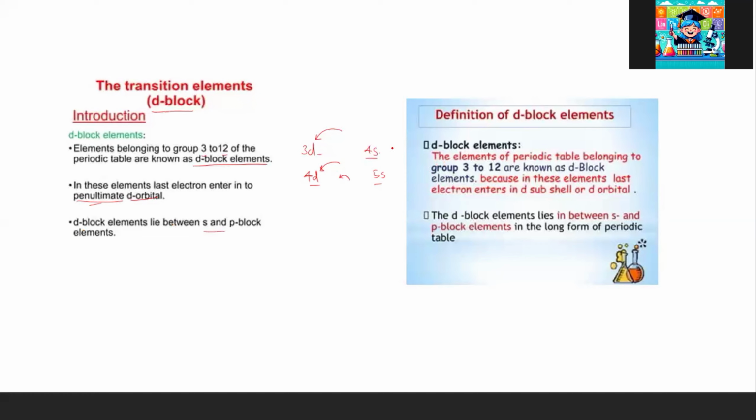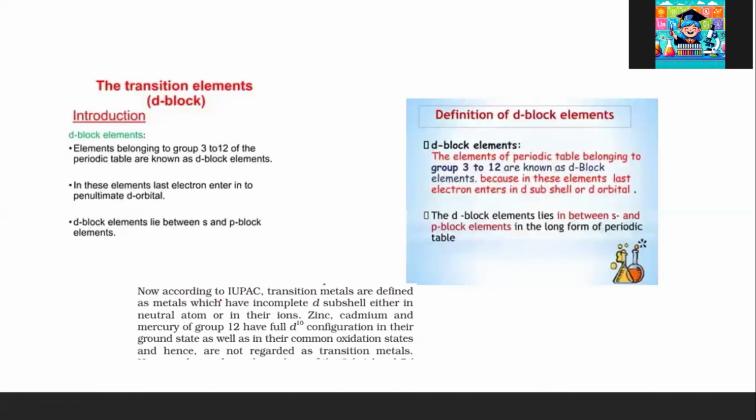And now coming to the definition. So according to the common definition, the elements of the periodic table belonging to group 3 to 12 are known as D block elements, because in these elements the last electron enters the D subshell or D orbital. It's not the IUPAC definition, it's a common definition. By the IUPAC definition, transition metals are metals which have incomplete D subshells, either in the neutral atom or in their ions.